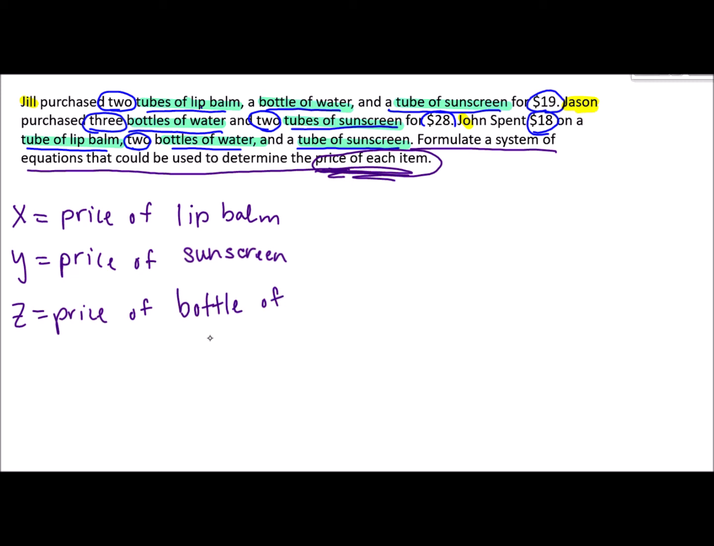My writing is so ugly. Doesn't matter. Doesn't matter.